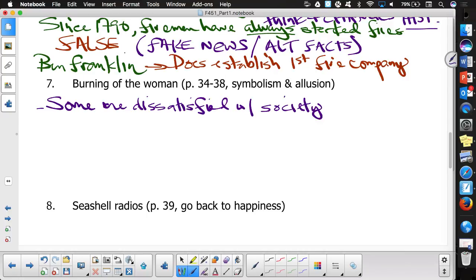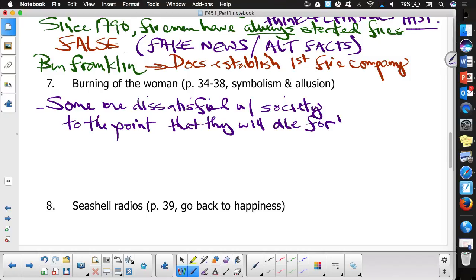And some are dissatisfied to the point that they're willing to do what? In her case, she's willing to, some are dissatisfied with society to the point that they will die for their beliefs. There's a term that we use to describe someone who's willing to die for a belief that they hold sacred.